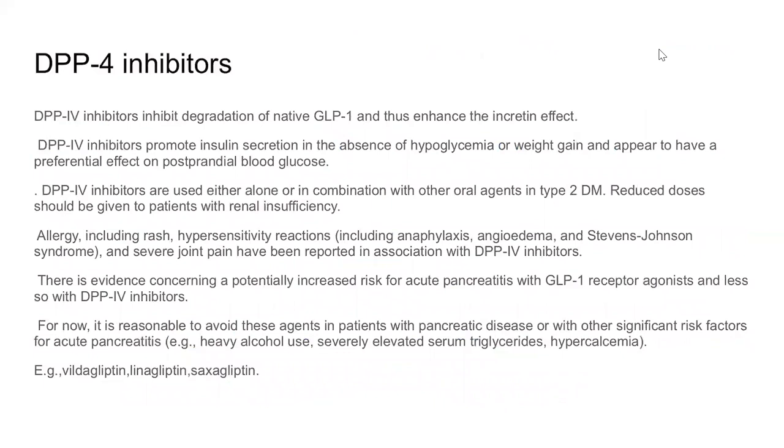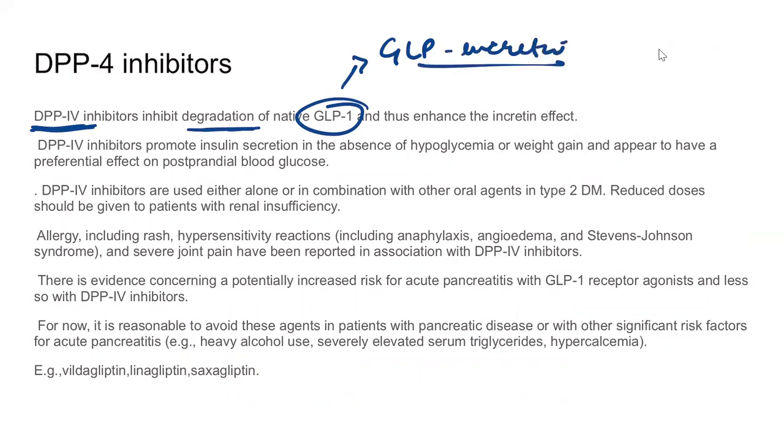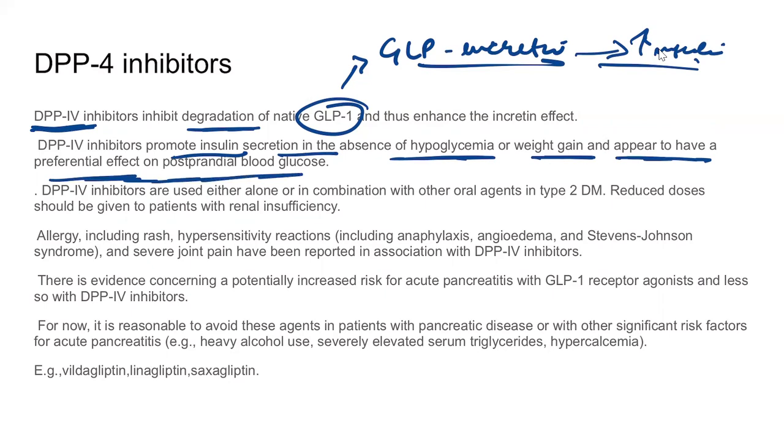Now, DPP4 inhibitors. Basically, DPP4 inhibitors inhibit degradation of GLP-1, and GLP-1 is an incretin. GLP-1 increases the production of insulin, and DPP4 inhibitors inhibit degradation of GLP-1, leading to increase in the level of GLP-1, which further leads to increase in the insulin level. So it promotes insulin secretion in the absence of hypoglycemia or weight gain and appears to have a preferential effect on postprandial blood glucose. They are used either alone or in combination with other oral agents. Reduced doses should be given in patients with renal insufficiency.